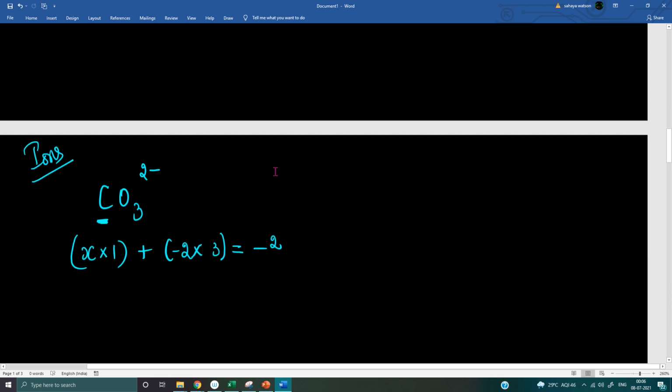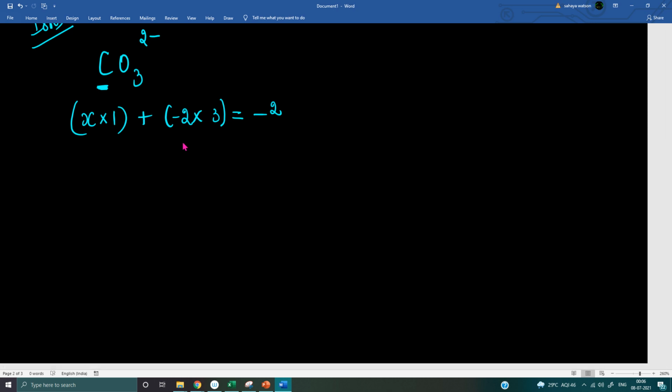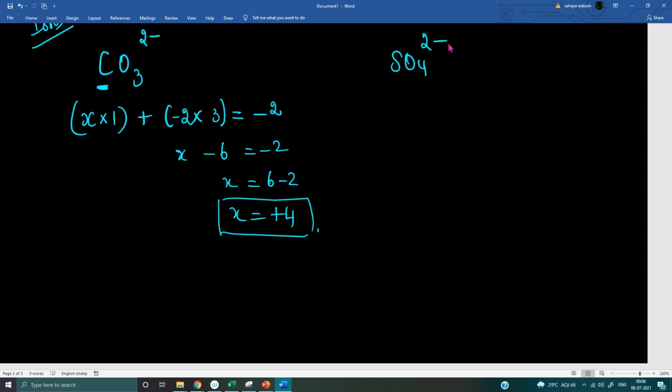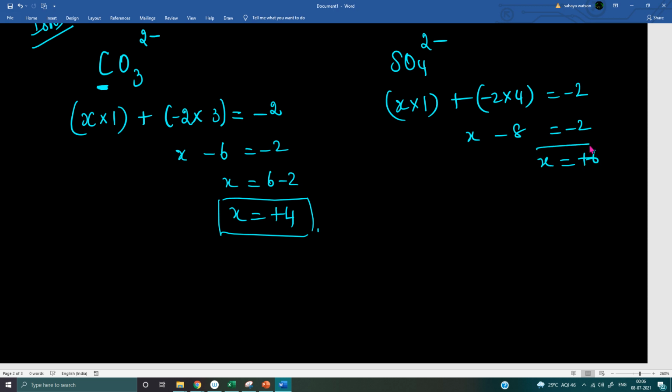Whereas in the case of ions, the algebraic sum of the oxidation numbers of all the atoms will be equal to the charge of the ion. So it is -2, the same type of calculation. X - 6 = -2, X = 6 - 2, which is +4. Let me take another ion, SO4 2-. Here X × 1 + (-2) × 4 = -2, so X - 8 = -2, and X = +6.